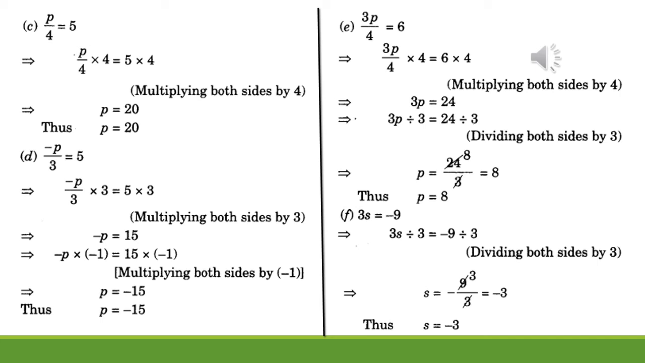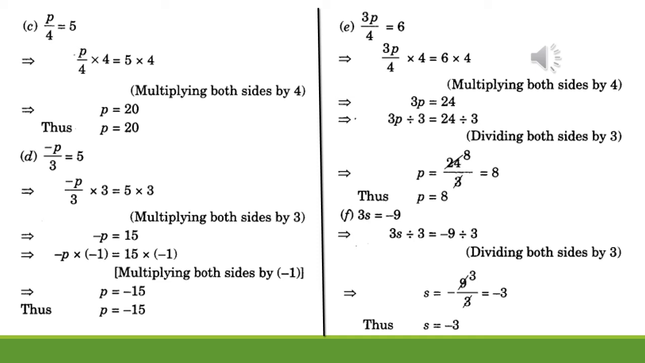Now we have to get rid of negative sign. So we are multiplying both sides with minus 1. Minus p into minus 1 is equal to 15 into minus 1. So p is equal to minus 15 is the solution.